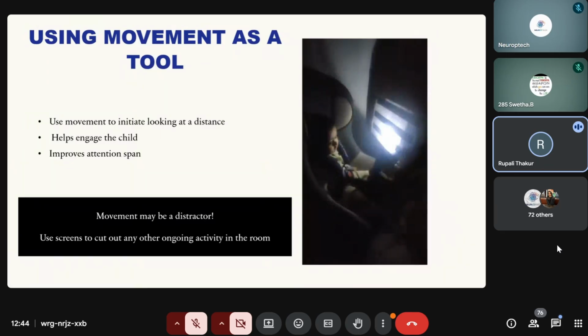Using movement as a tool, as in this picture, if you can see, at a time we are keeping one child during the therapy. So use movement to initiate looking at a distance, as I told you during the Leah paddle thing also. First slowly you have to keep it close, then your child is able to identify from here, then you can gradually increase the distance of the target. Use it to engage learning and improve attention span also. Suppose you are teaching somebody, and you teach one thing in one day, then you are able to identify, okay, if there are 50 students in your class, how many of them out of 50 understand easily, then you can keep your practice like this.